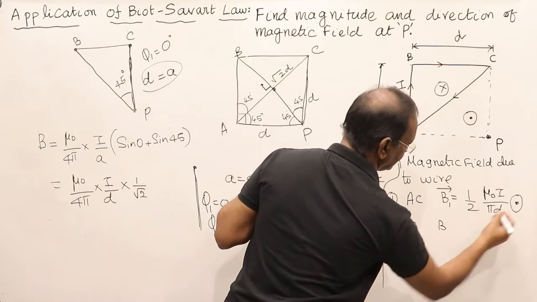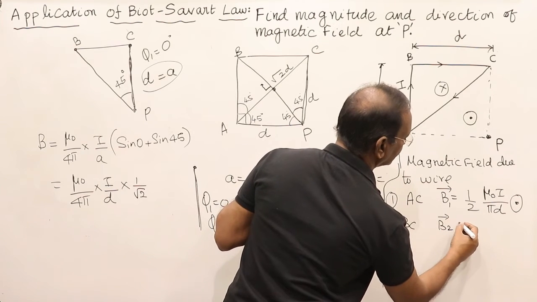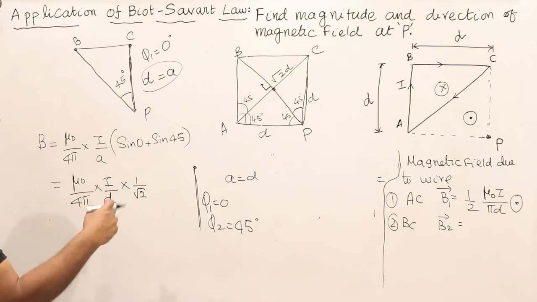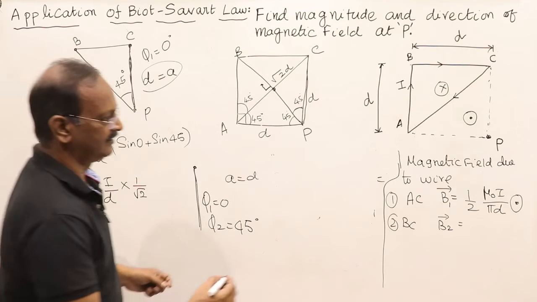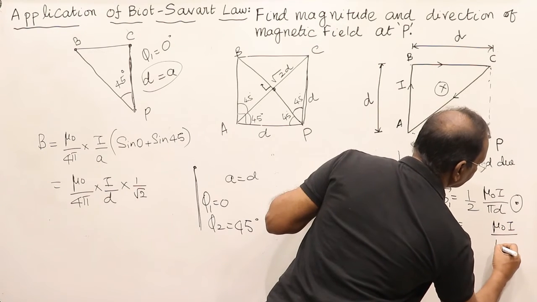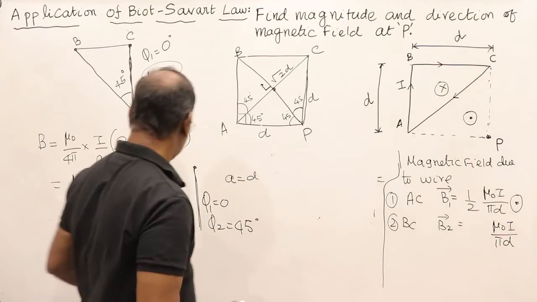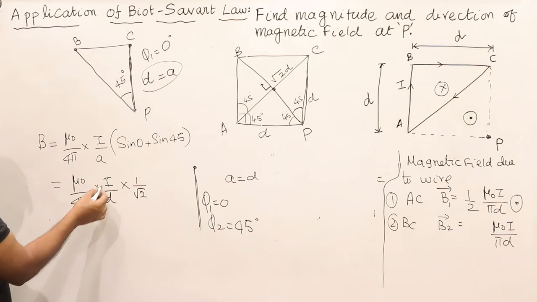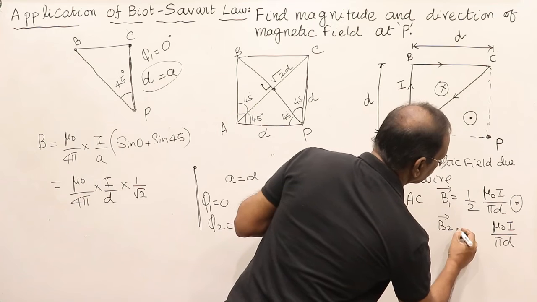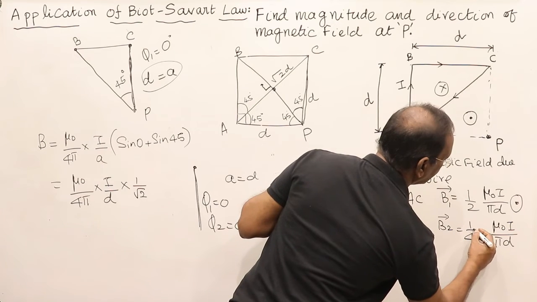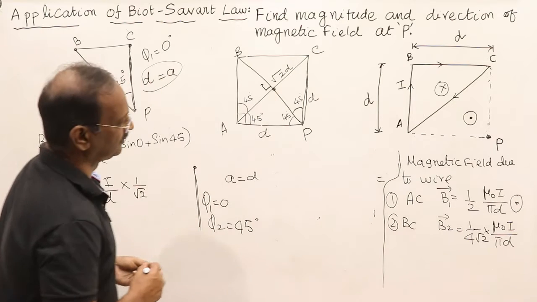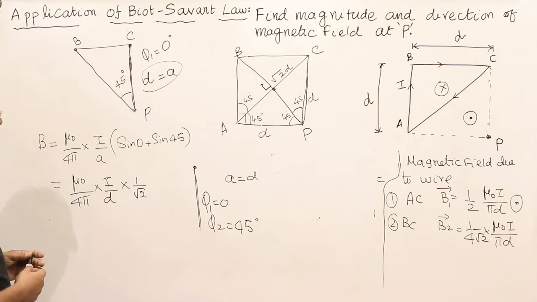Vector, because the direction is also included. B2, the vector, is equal to mu naught I by 4 pi D. If you separate mu naught I by pi D, what else is left out? Mu naught I by pi D is equal to 1 by 4 root 2, multiplied by this one. The second one we have calculated.